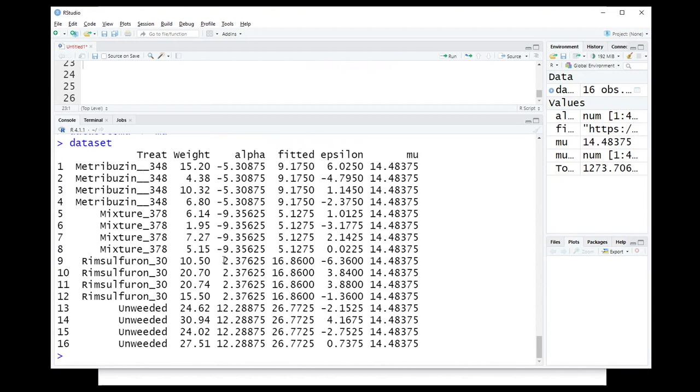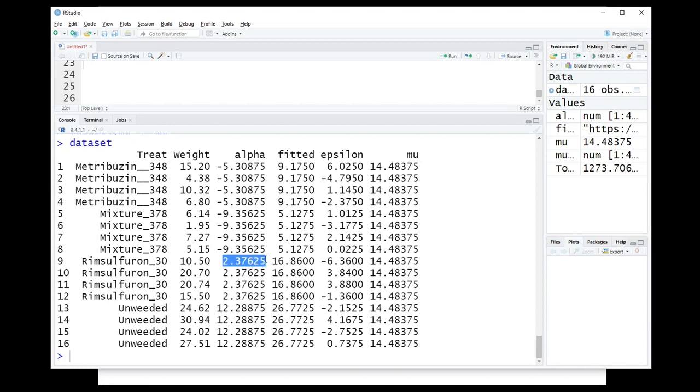What was our expectation? We look at the treatment effect. On average, the treatment effect moved the value with respect to the overall mean, that is here. It moved the value up by 2.4 units. So we mean that in pots treated with rimsulfuron, there were on average 2.4 grams more than the overall mean. So the treatment effect is 2.4.